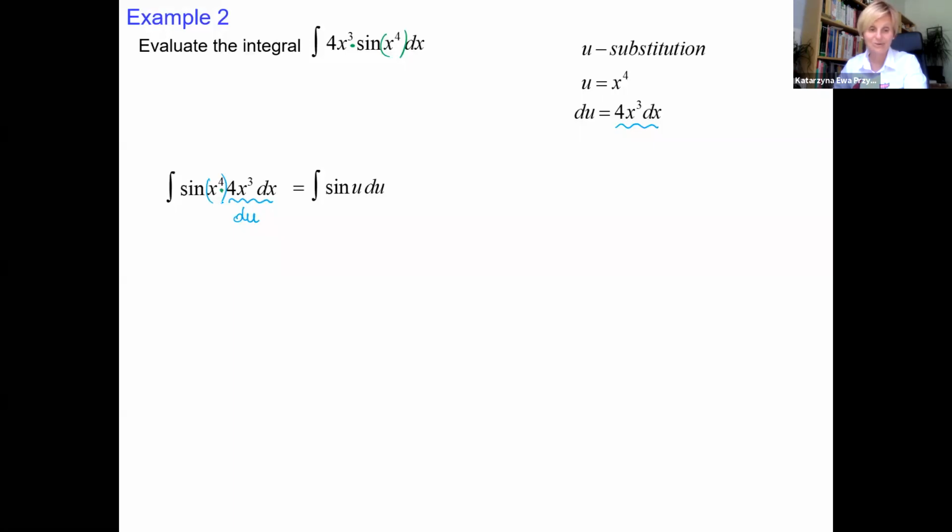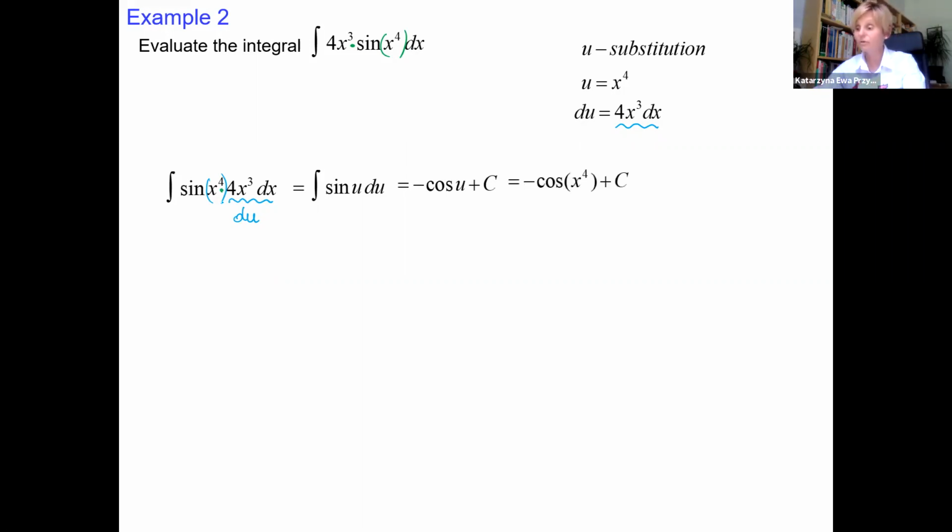Integral of sine is negative cosine. Integral of sine u du is negative cosine u plus the constant c. And at the end, instead of u, we put back the original expression, x to the power of 4. Done.